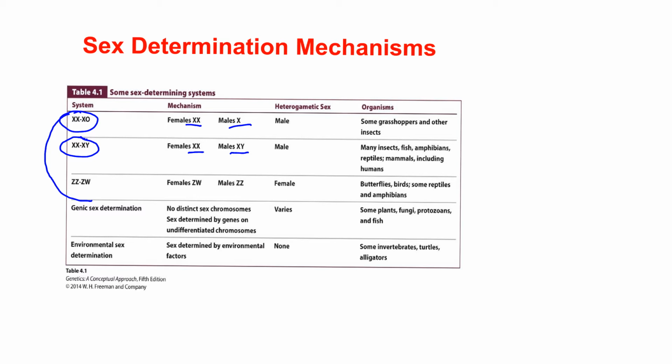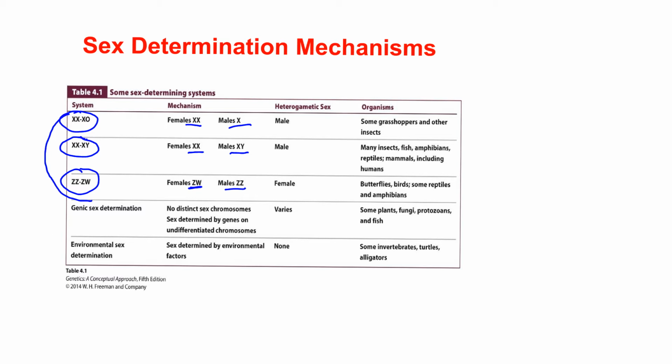Let's now go to the ZZ-ZW system. In this system, females are heterogametic and males are homogametic. You can find the system in birds, in amphibians, and some reptiles. Keep in mind that when we talk about sex-linked characteristics, whatever applies for the XX-XY system will be opposite for the ZZ-ZW system.